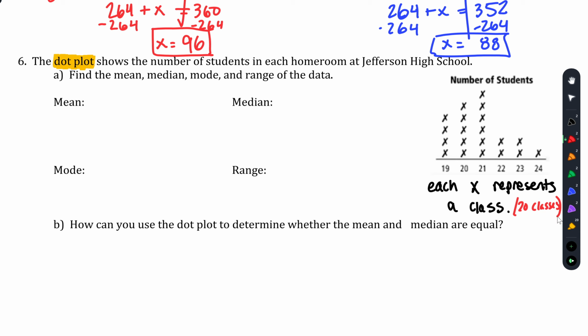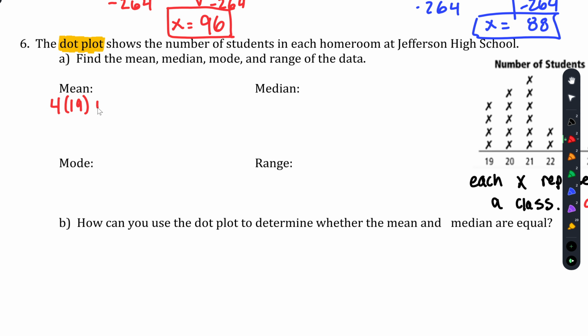So to find the mean, am I going to sit there and write 20 things into my calculator? Probably not. That's a lot of things. So what's nice about dot plots is that it kind of organizes it for us. So I can say, instead of adding 19 plus 19 plus 19 plus 19, I know that there are 4 classes that have 19 students. Is everybody following? There are 5 classes that have 20 students. There are 6 with 21 students.